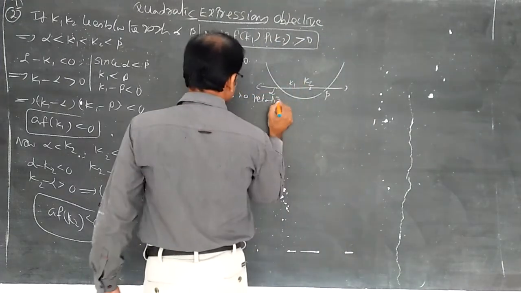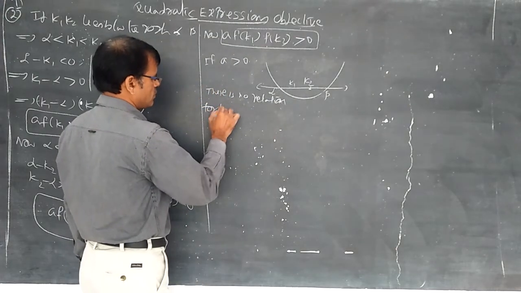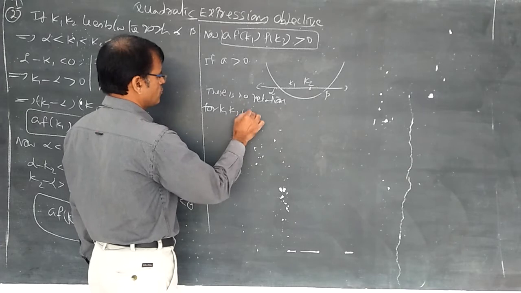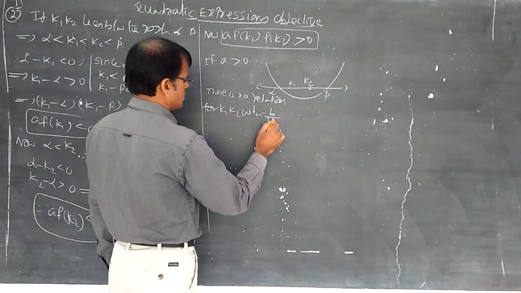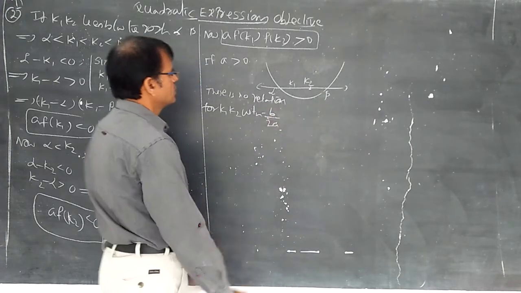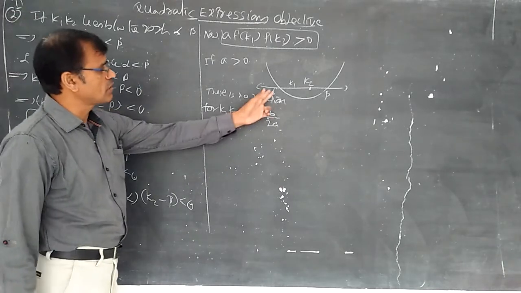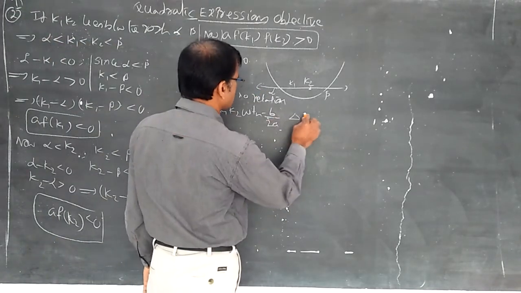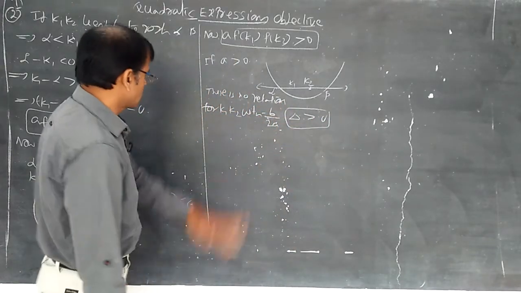There is no relation for K1, K2 with minus b by 2a. We cannot decide, simply leave it. But whenever K1, K2 are two real numbers, and alpha and beta are two real numbers, we can conclude that delta 100% two distinct roots should exist, delta greater than 0.